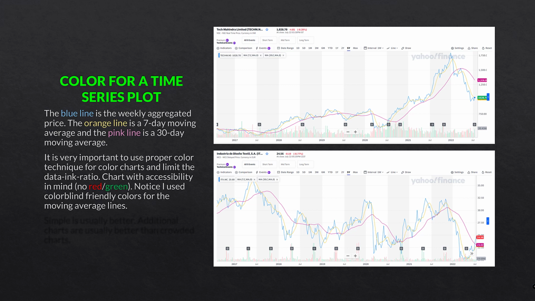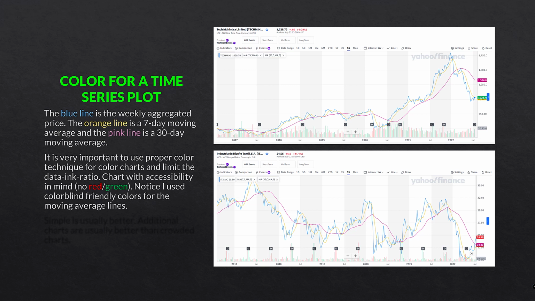So about 10% of the male population has red-green color blindness. Just depends on where you are and things like that. But on average, 8 to 10% of males have red-green color blindness. So if you were to put a red line and a green line together on the same chart, they're going to look gray. So notice that's why I used colorblind friendly colors for the moving average lines. Blue lines, orange lines, and pink lines.